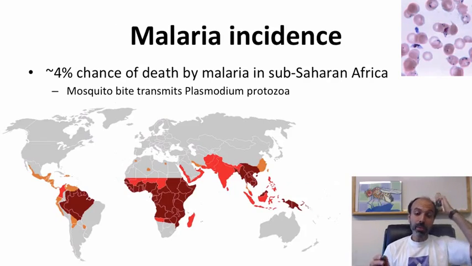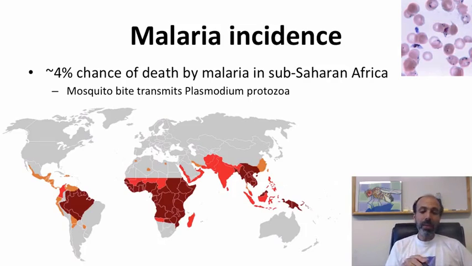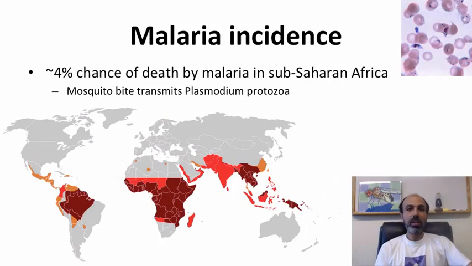Malaria is a big threat for a large part of the developing world. In fact, in places like sub-Saharan Africa, your odds of death by malaria are around 4%. That's pretty high overall. Now, malaria is transmitted by mosquito bites, which are giving this plasmodium protozoan, which is what actually causes malaria. Now, how does this relate to sickle cell anemia?